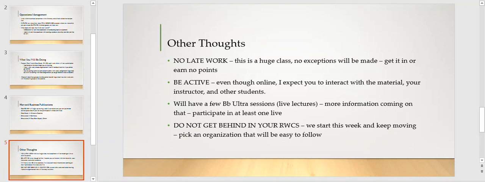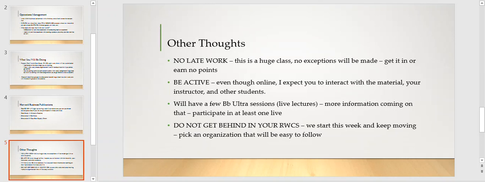I want you to be active. Even though this is online, I expect you to interact with the material, your instructors, and other students. So in your groups, being they're really small, the minimum requirement is 2 responses. I would highly recommend that you read everybody's response in those groups, because that's how you're going to learn the material. Think about it, if we were in a face-to-face class, these would be the discussions that you would be having with the students during class time.